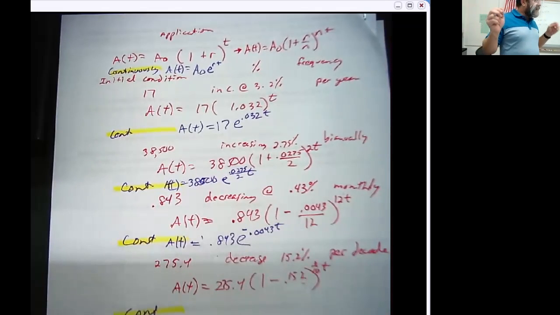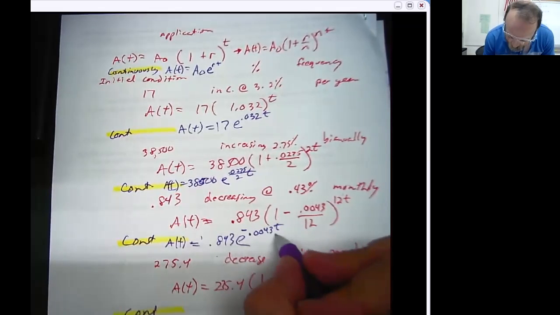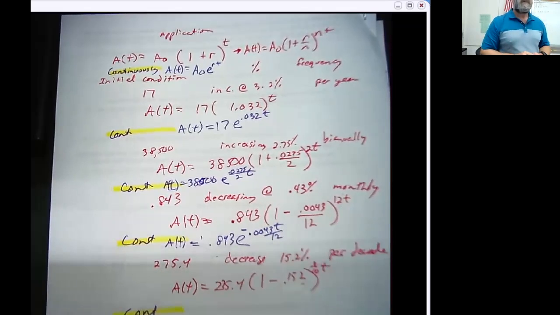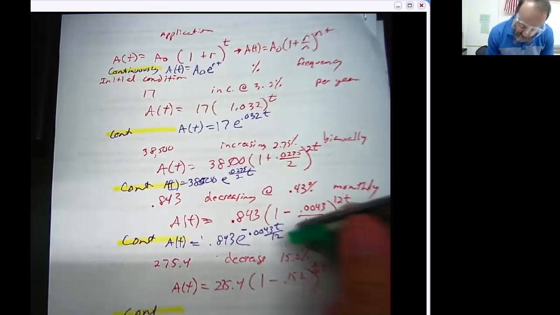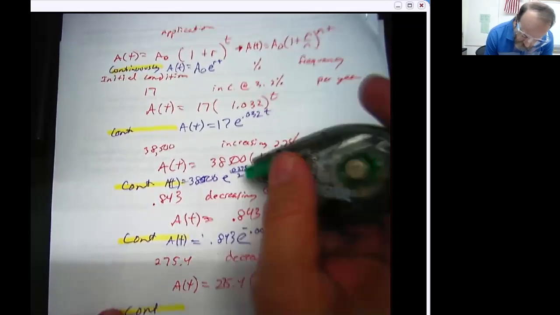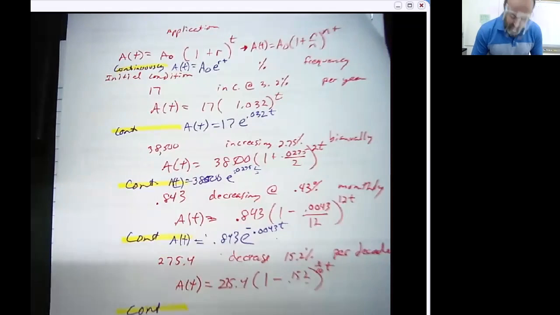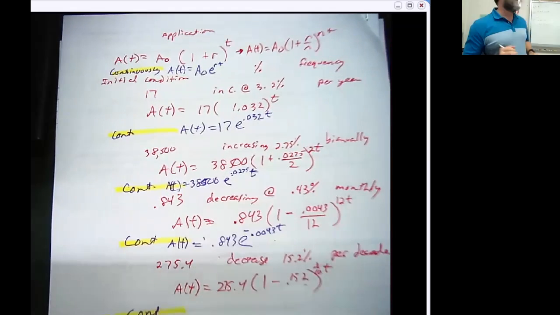Negative. Why is it negative? Because it's going down. Oh, yeah. Well, excuse me. That was a poor choice. Please erase that. I wasn't thinking. I haven't done continuous growth and decay in a little bit.